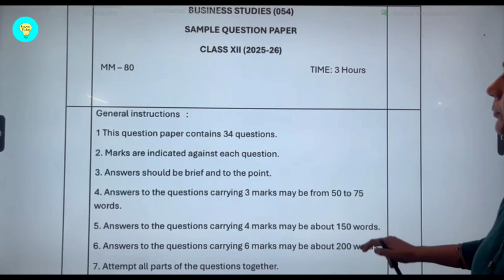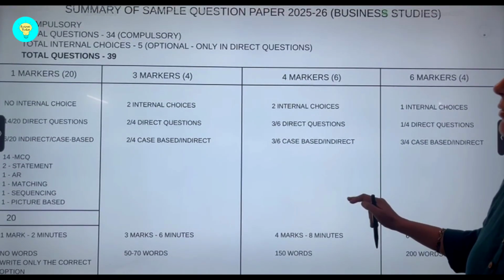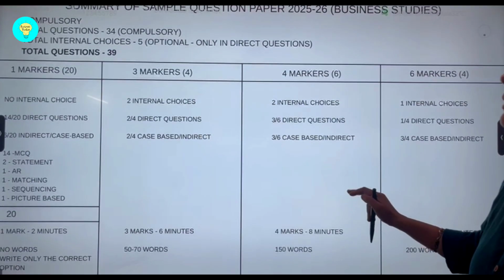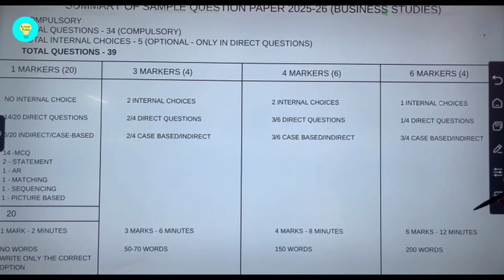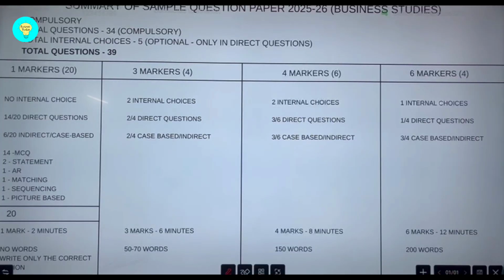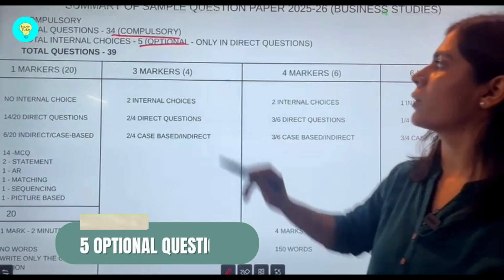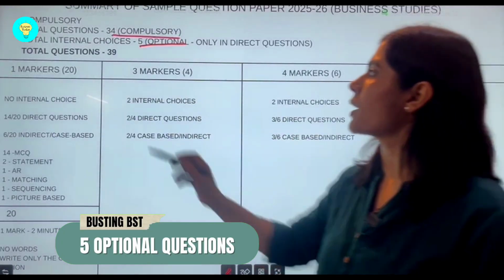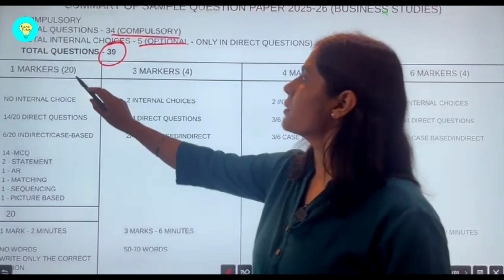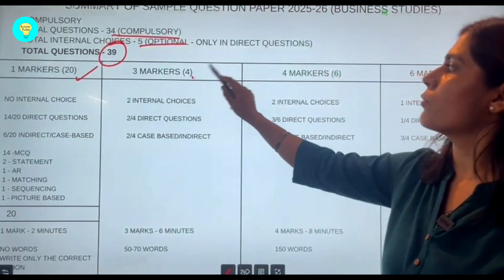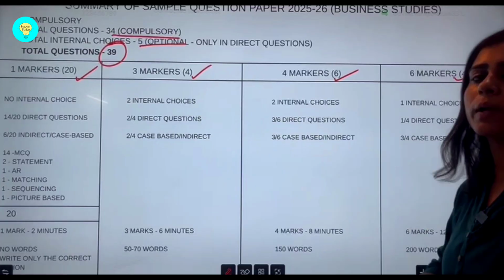Now let us see. I have brought the summary of the question paper as far as your marks are concerned for different category of questions. And if we see in this, students, you can clearly see that you have 34 compulsory questions and 5 optional, or you can say the internal choices. So in totality 39 questions, which are comprised of 4 categories: 1 markers 20 in number, 3 markers 4 in number, 4 markers 6 in number, and 6 markers 4 in number.